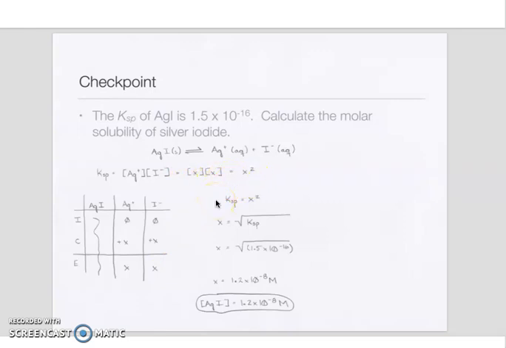So once I know my KSP is equal to X squared, I can take the square root of my KSP to solve for X. So X equals the square root of 1.5 times 10 to the negative 16. That tells me that value is 1.2 times 10 to the negative 8 molar. Since that X value is in a 1-to-1 ratio with my silver iodide, the molar solubility of my silver iodide must also be 1.2 times 10 to the negative 8 molar.